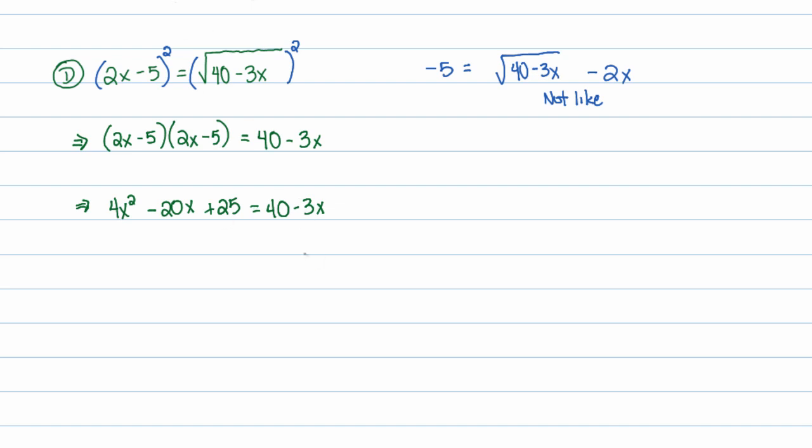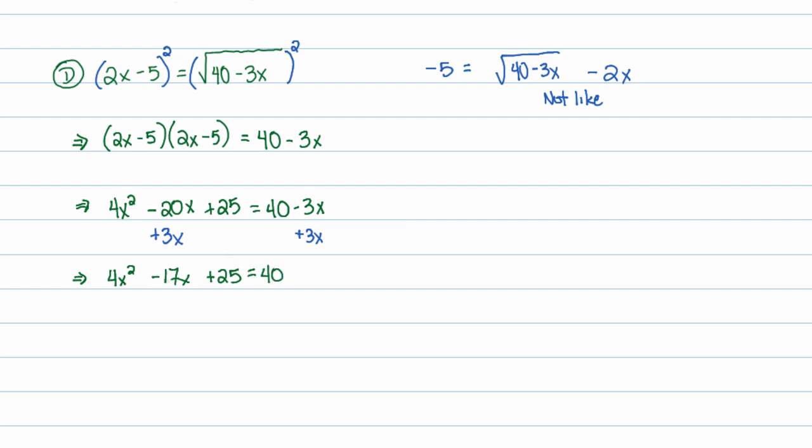I'll even write that in here. Add 3x to both sides. Notice how I stack it with the terms that have only a single power on x. And so this gives me 4x squared minus 17x plus 25 is equal to 40.